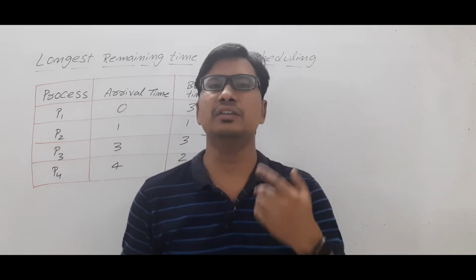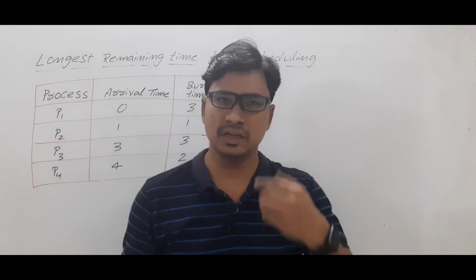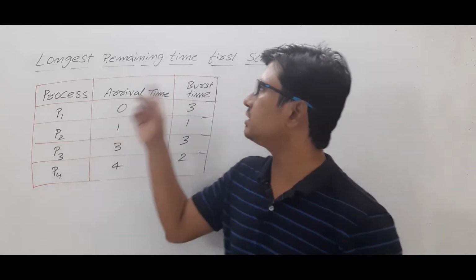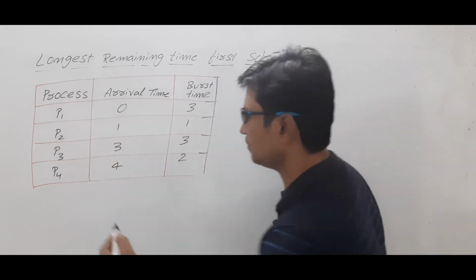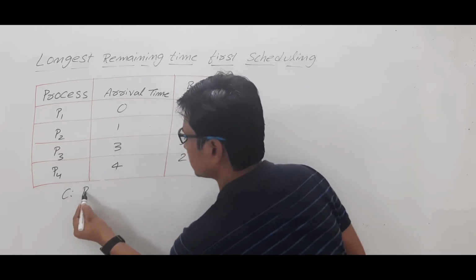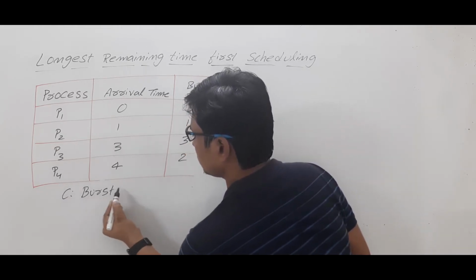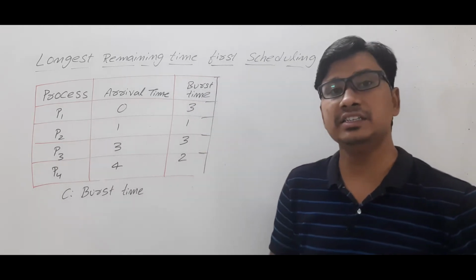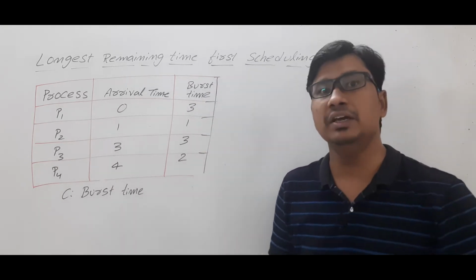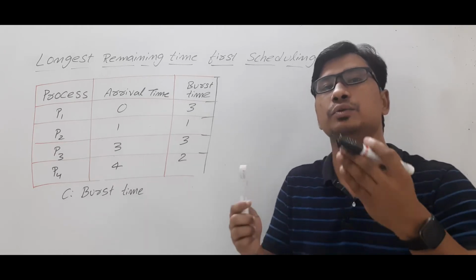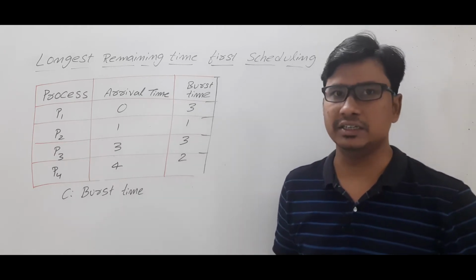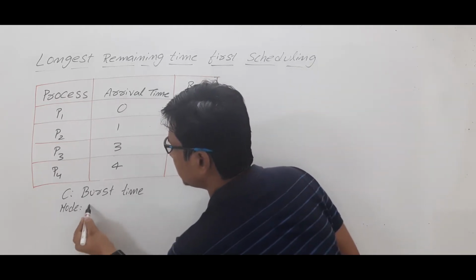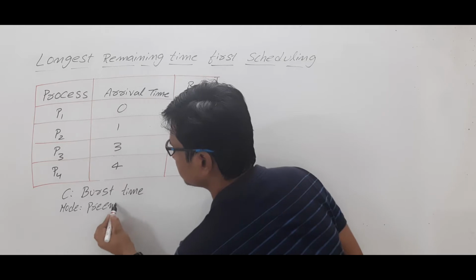Any scheduling algorithm has two important parameters. One is the criteria and another one is the burst time. Coming to the longest remaining time first scheduling algorithm, the criteria is burst time. The process which has the highest remaining burst time will be given priority to dispatch to the running state. Now coming to the mode, it is a preemptive scheduling algorithm.